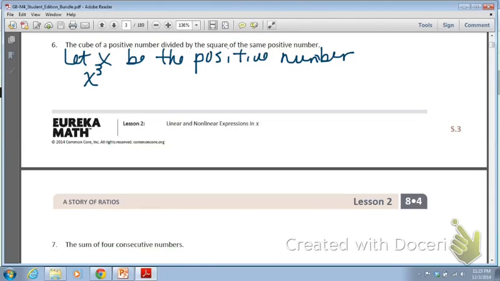And that's going to be divided by, so remember we're going to use the fraction bar to do that. Let me rewrite that. Divided by the square of the same positive number. So it'd be x squared. Okay, so this looks like it would be a nonlinear expression because of the powers on the variables, but if you look at how this would simplify, this would be x times x times x divided by x times x. So this simplifies down to x to the first power. Using exponent rules, I would say x to the third divided by x squared is x to the 3 minus 2, or x to the first power. So it would be linear.